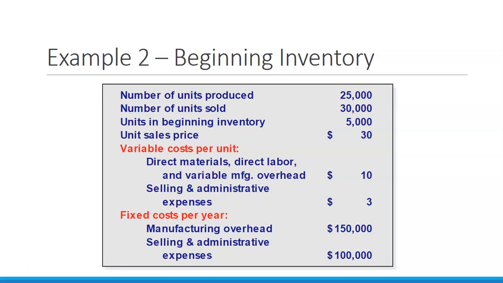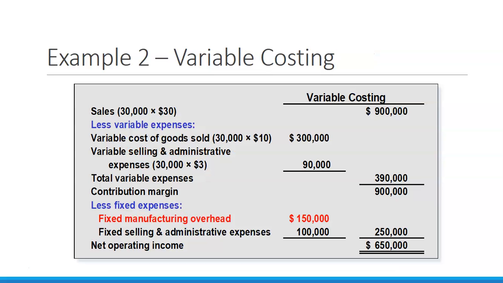In example 2, we have 25,000 units produced, 30,000 units sold, and 5,000 of those units were in beginning inventory. So we started the month with inventory, we produced 25,000, and then we sold 30,000. So how does that break down in the variable versus absorption costing?